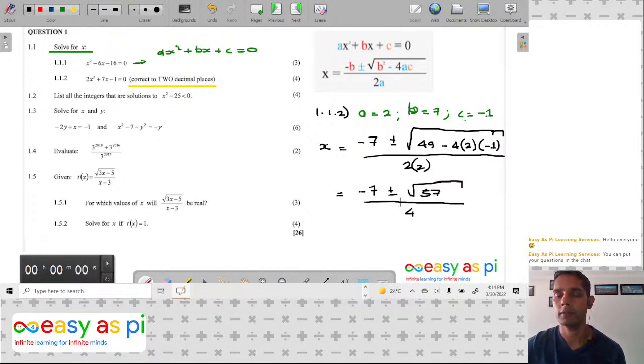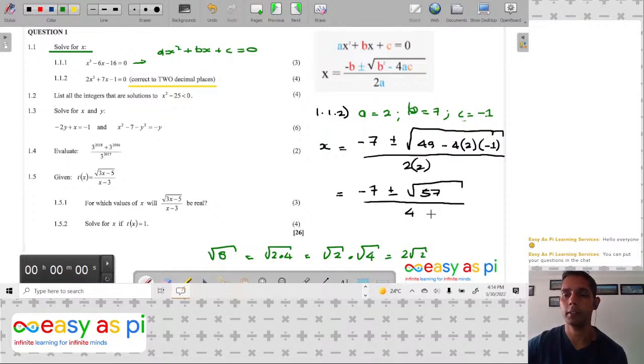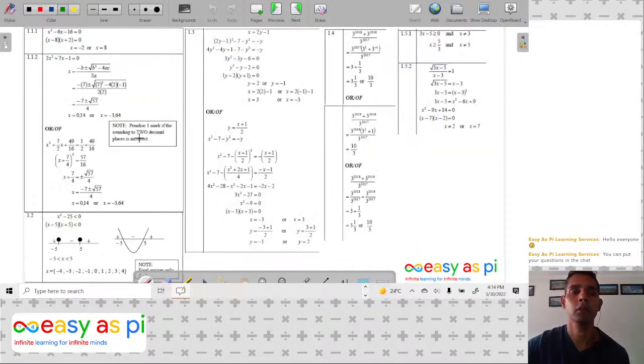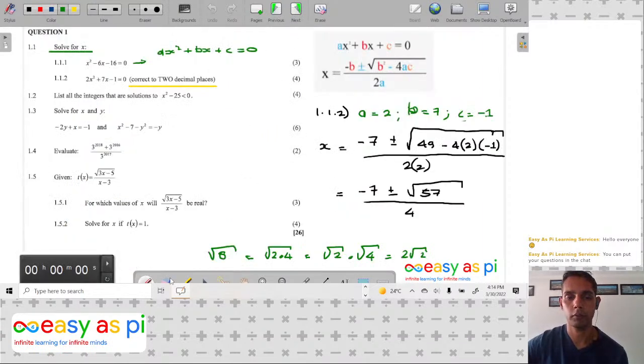All right, and from here, I need to ask myself, can I simplify this surd? Can I simplify root of 57? The example I might give you in this case, with the simplification of a surd, let's say I had the root of 8. Remember that this can be written as the root of 2 times 4, which can be written as the root of 2 times the root of 4. And of course the root of 4 is 2, so this can be written as 2 times the root of 2, right? So can we do the same with 57? Well, no, we can't.